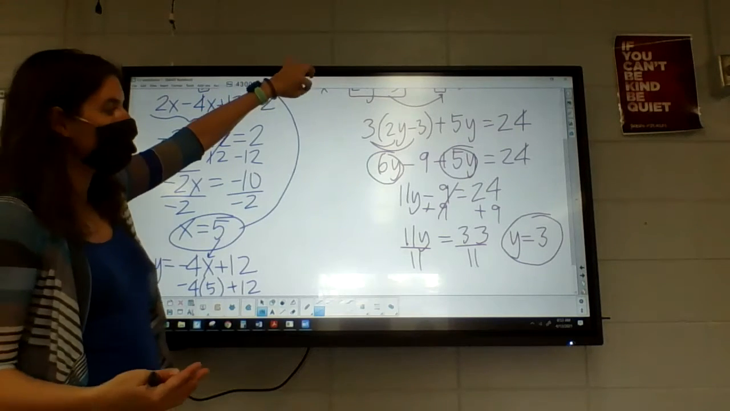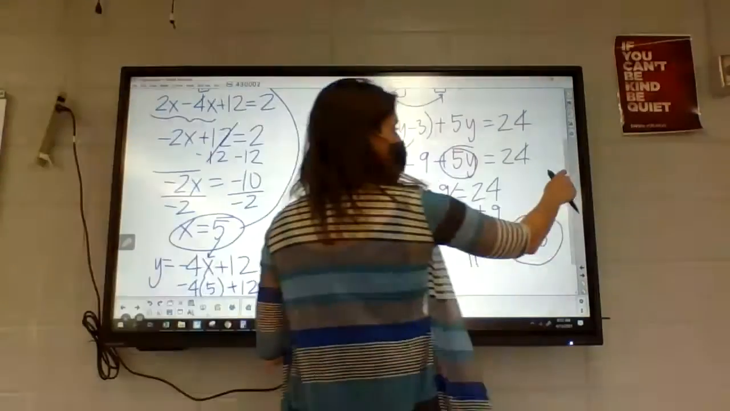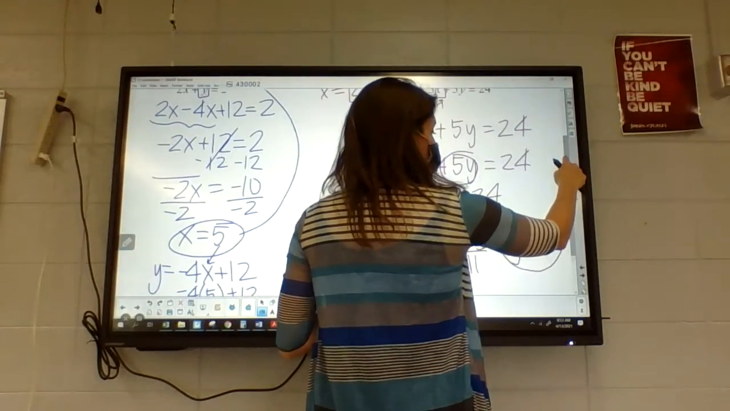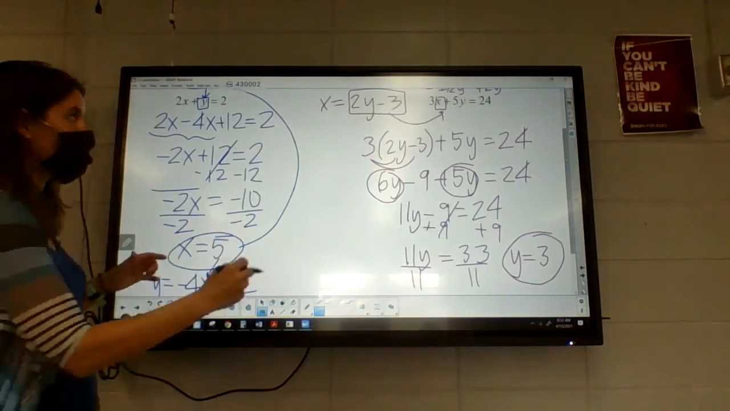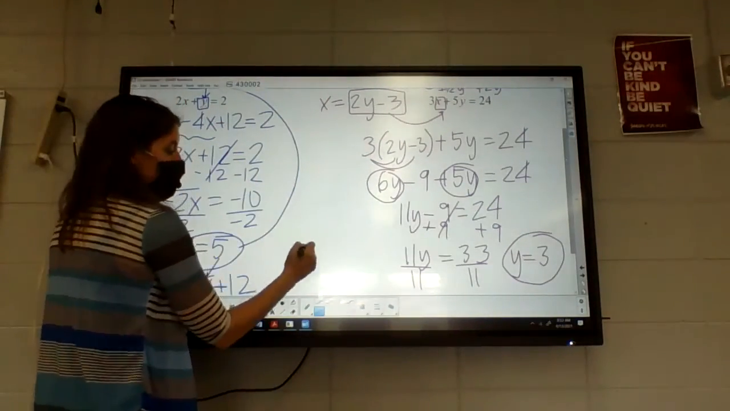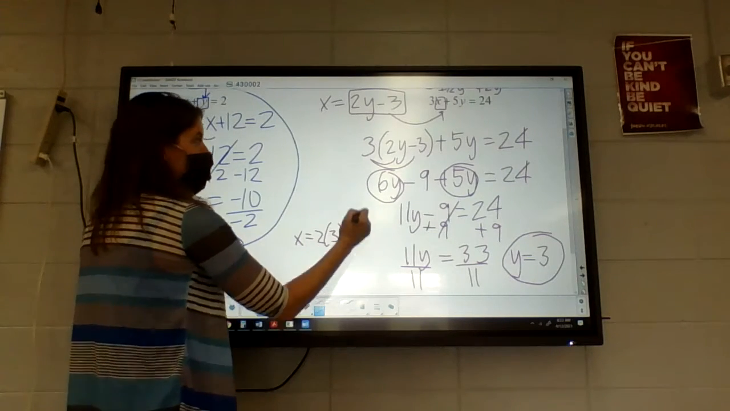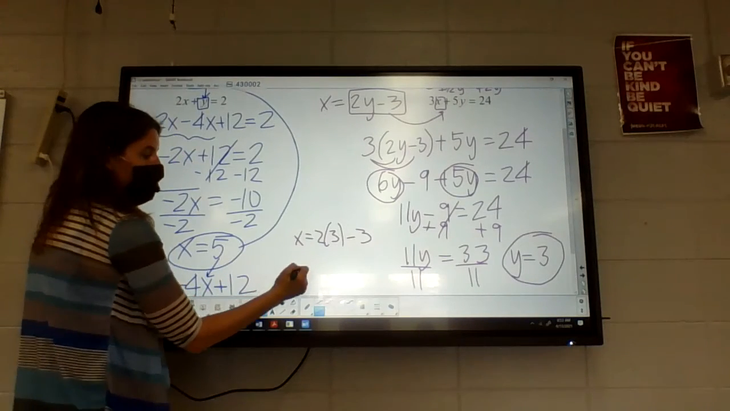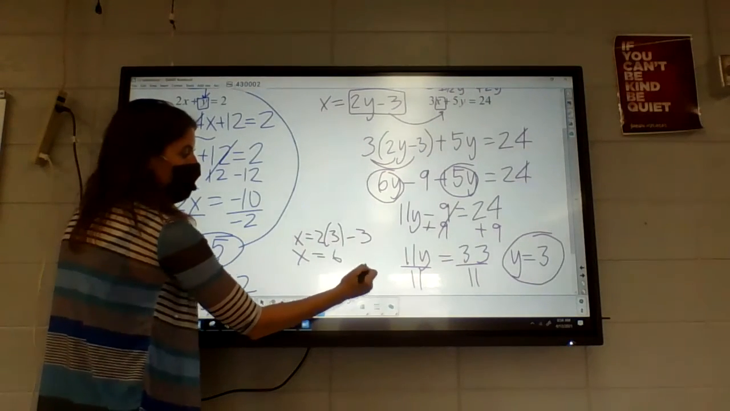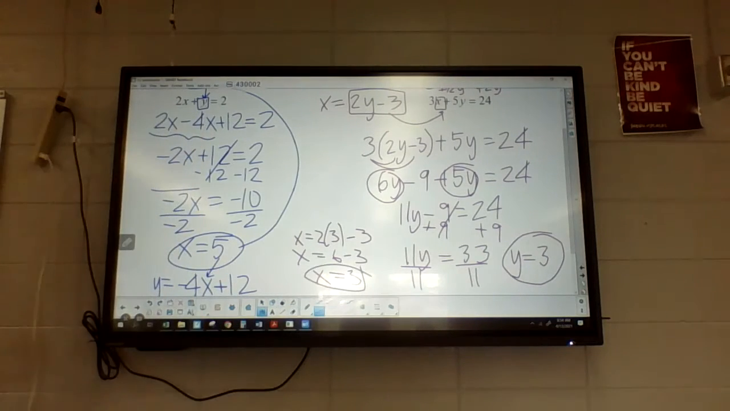Then I have to go back and use that equation. Now the equation I'm going to use is the one that we got the x alone. You can use either of the two equations. I'm going to use this one though because x is already alone. So I'm going to put the y back into that. So I'm putting y back in here. Because now it becomes 6 minus 3, so x ends up being 3 as well. So we get 3 and 3 as our answer.